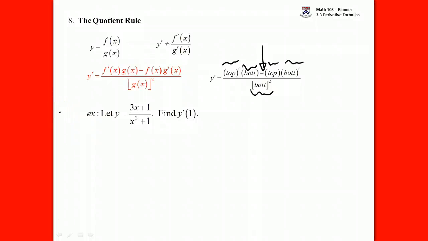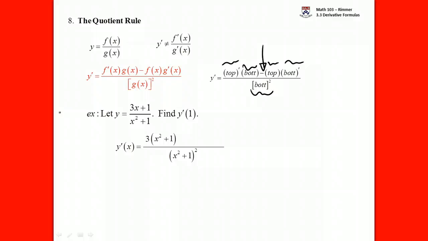3x plus 1 over x squared plus 1. Use the quotient rule to take the derivative. First thing I do is the easy part of squaring the denominator. Just write it as quantity squared. Don't multiply it out. Then the next thing you do, I physically take that denominator, not the new one, but the old one, and put it in the numerator. And then I take the derivative of the numerator.